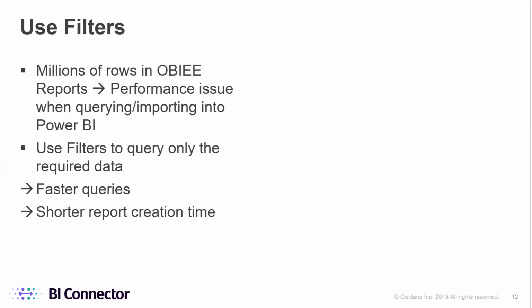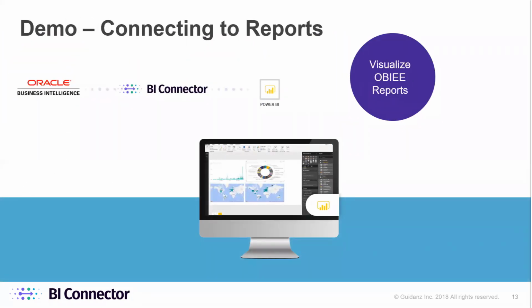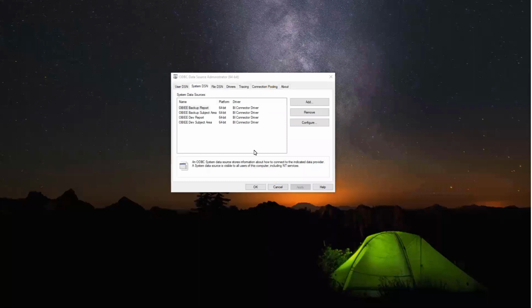So before we review the remaining best practices, let's go through the first four best practices through a quick live demo of connecting to OBIEE reports. I've installed BI Connector Desktop Edition on this machine, which is a prerequisite. You can get to BI Connector by launching the ODBC Data Source Administrator panel. Once in that, you have created DSNs to connect to the OBIEE. So if you notice here, we have created four DSNs, two of them pointing to a single specific area.